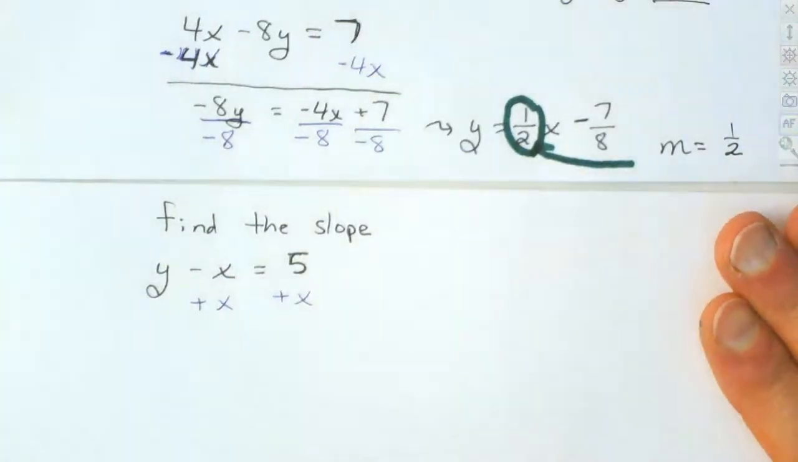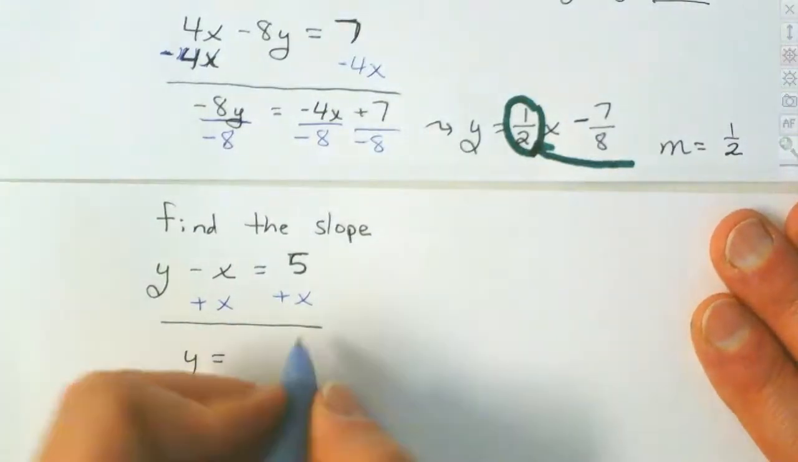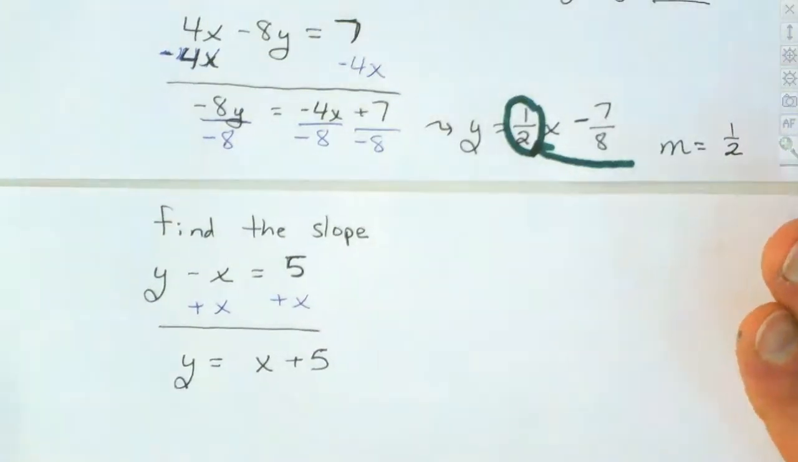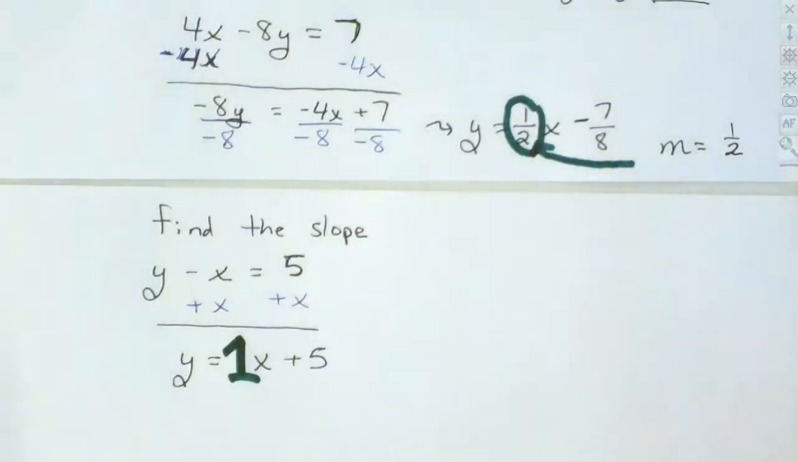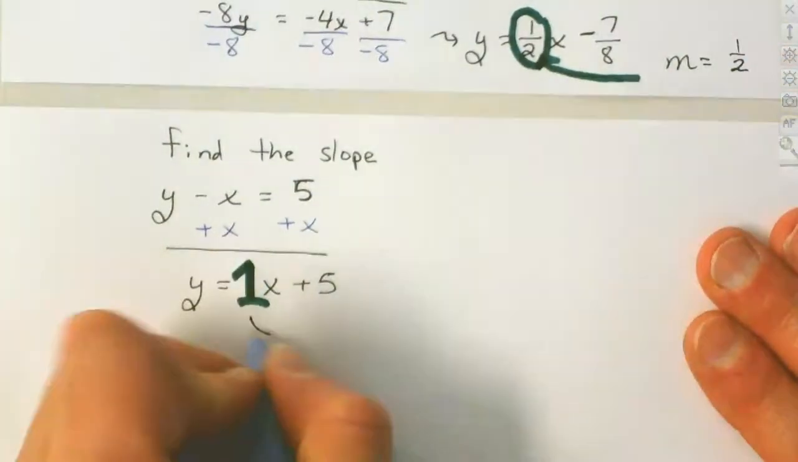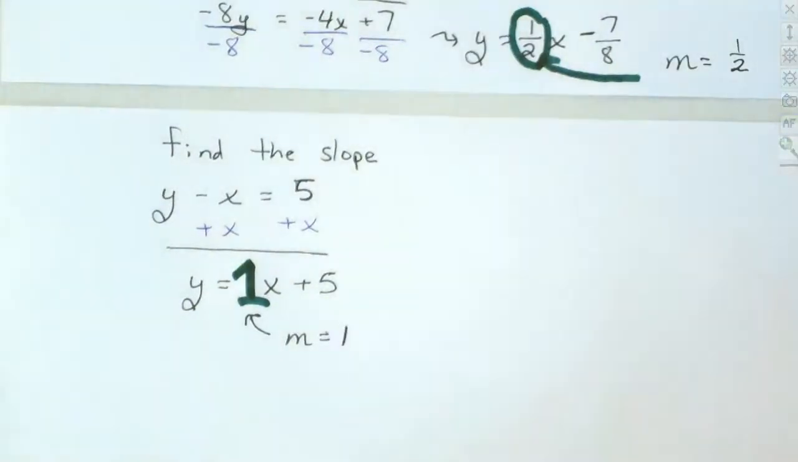Now, when I add that x over, okay, that gives you y equals x plus 5, right? There is no number in front of the x. If there's no number in front of the x, we assume it to be what? 1. And I just picked this so we'd make sure we understand that if there's no number in front of that x, then we put a 1 there. So what would my slope be? 1. That's it.